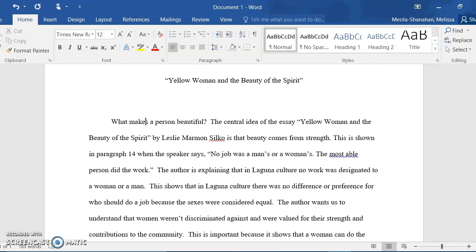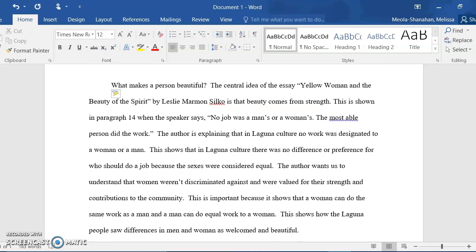And then you want to read your essay looking at the suggestions that Mr. Johnson or myself have made to you and using the ARMS strategy, adding, removing, moving, and substituting. You want to see if you can rewrite your work to be the strongest possible.